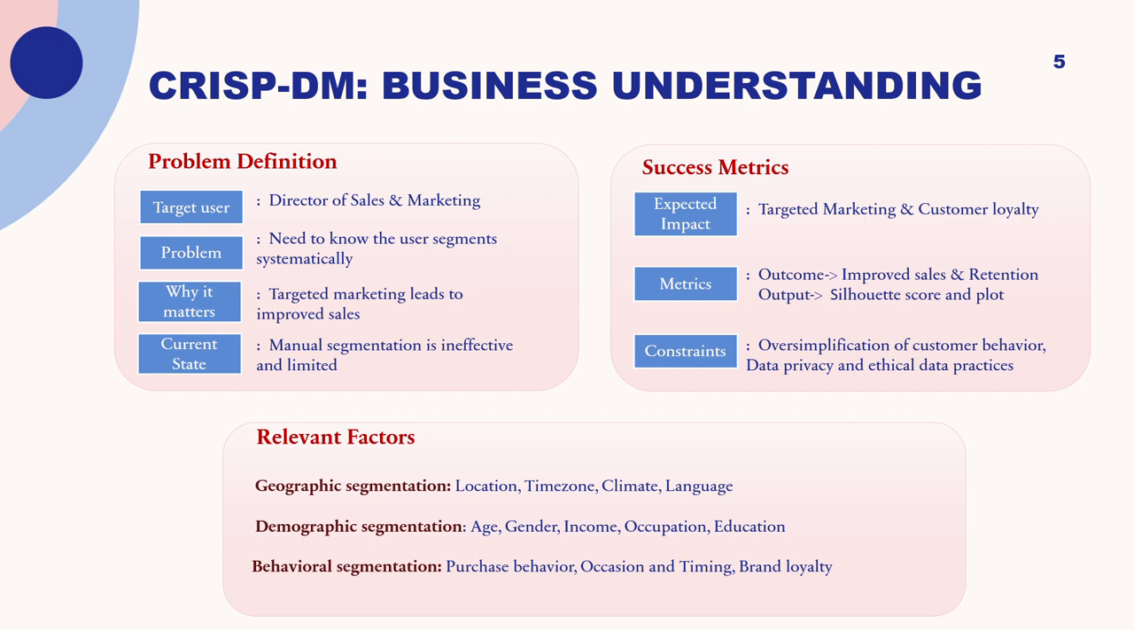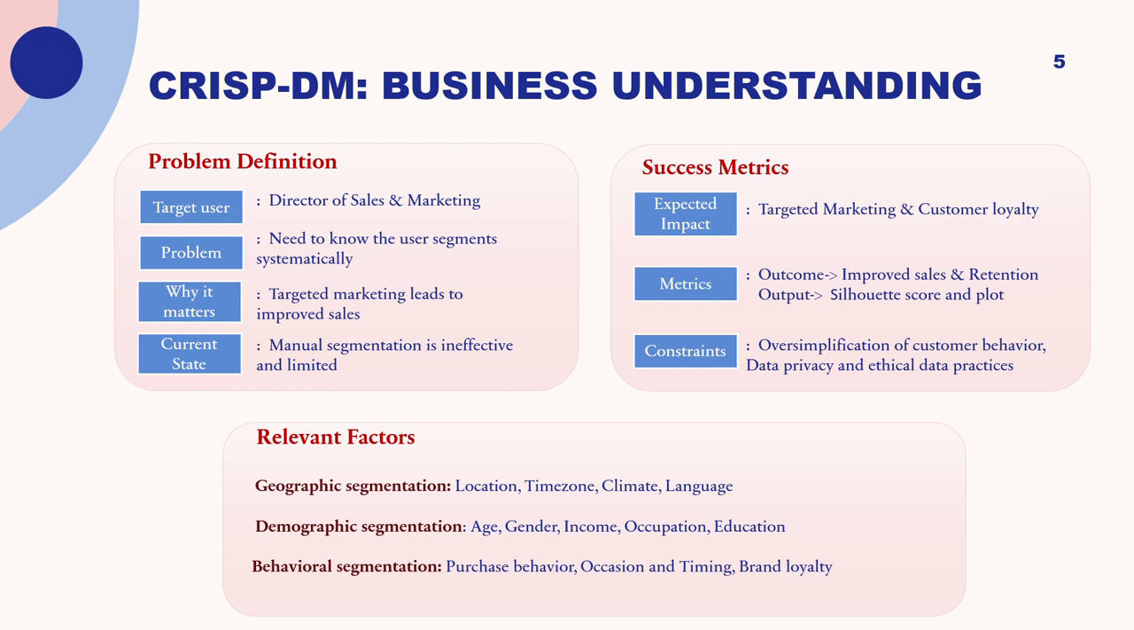For the constraints, oversimplification of customer behavior could be a constraint here. I cannot go for oversimplification because your clustering may not be right, or you will not get the right insight there. Data privacy and ethical data practices also could be a challenge or constraint because we are dealing with some user behaviors which might be a little personal, so we should take care here.